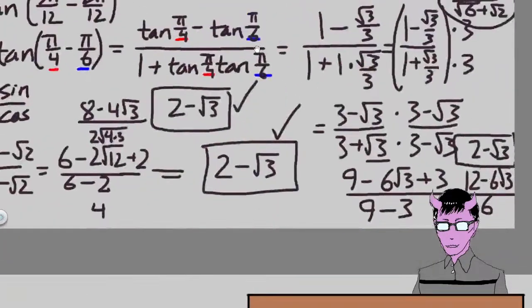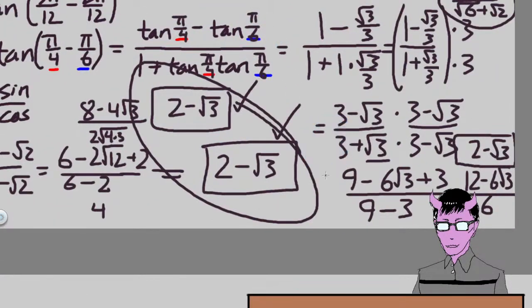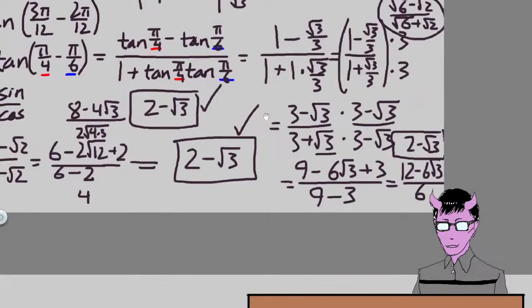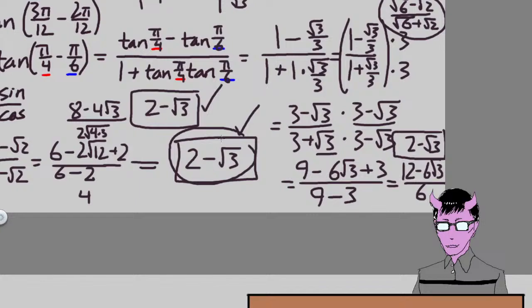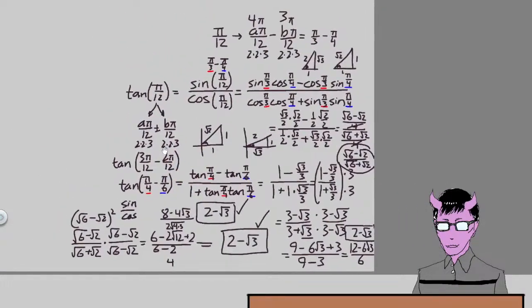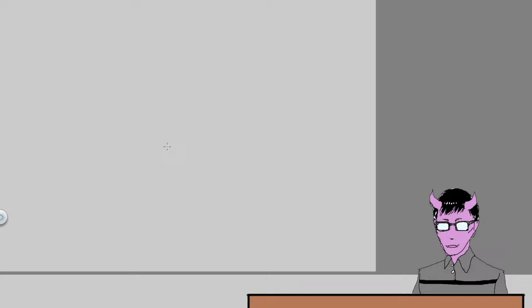Okay, so both methods are in agreement. So it's not a failure of the method, it's a failure of my division and copy pasting the same sign. So that's on me. So 2 minus root 3, 2 minus root 3 is correct. That's a lot of work. Look at all that. And we shall move on to the next problem.